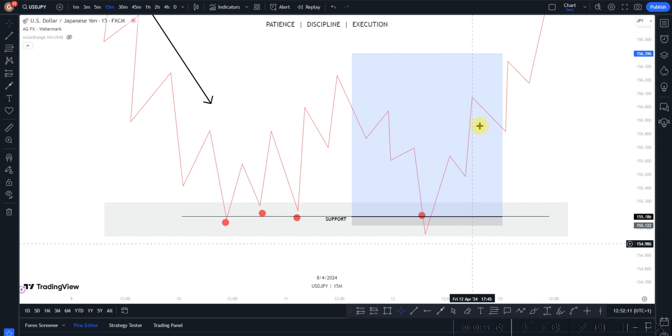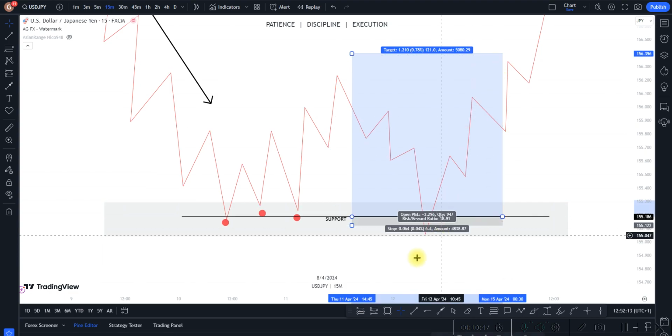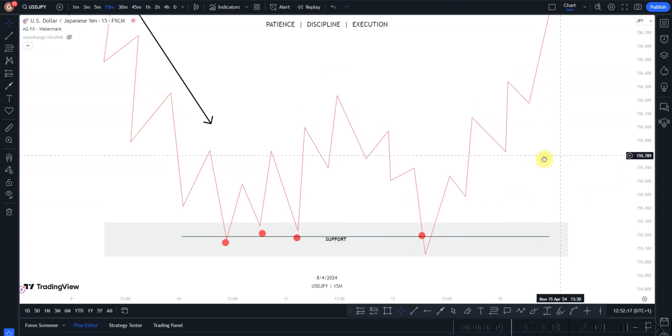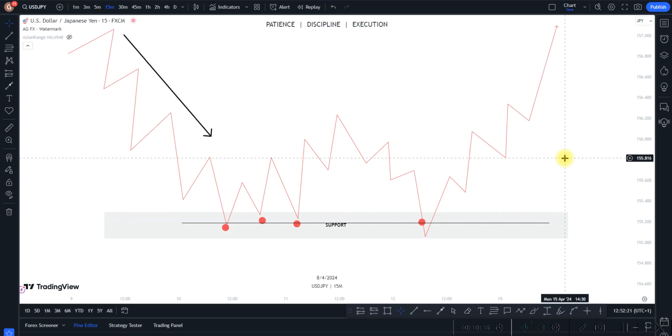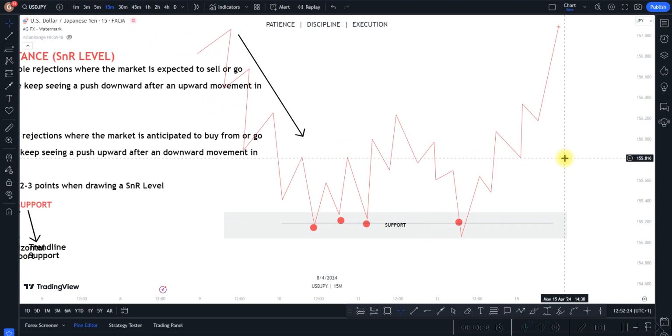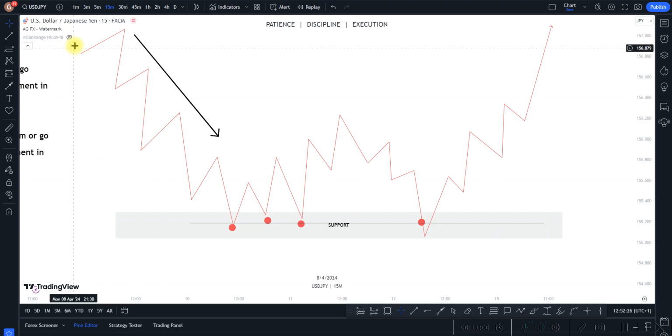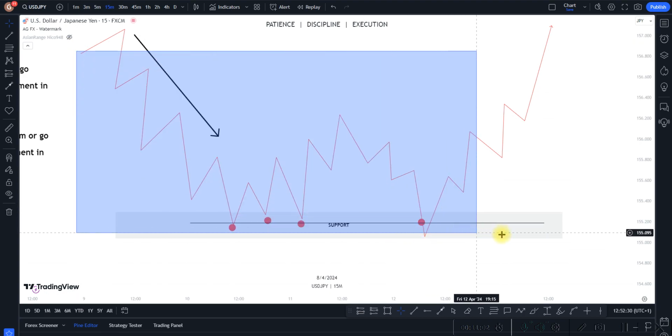So that is why we treat support and resistance as zones. That is the support zone and the resistance zone. So that is just a simple analogy of what support and resistance look like.